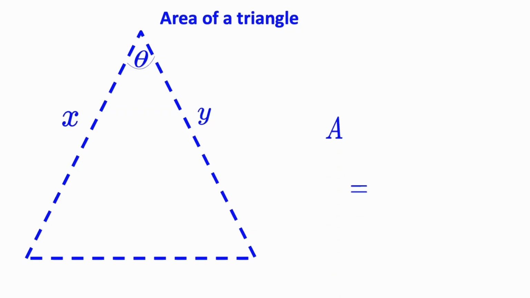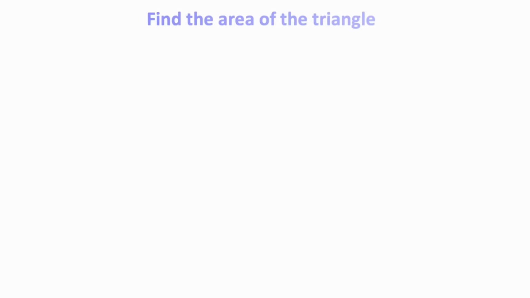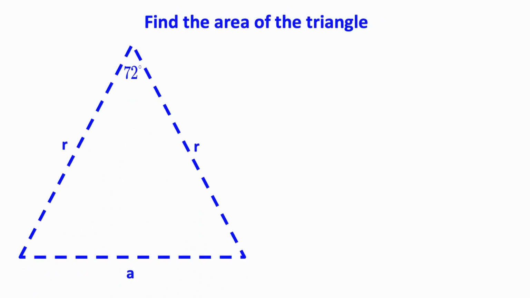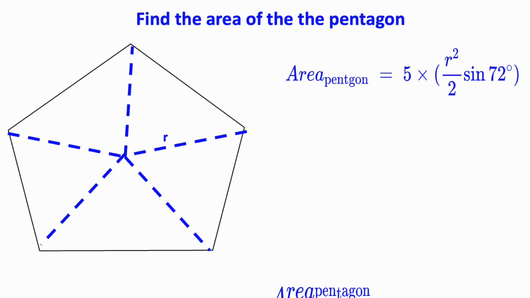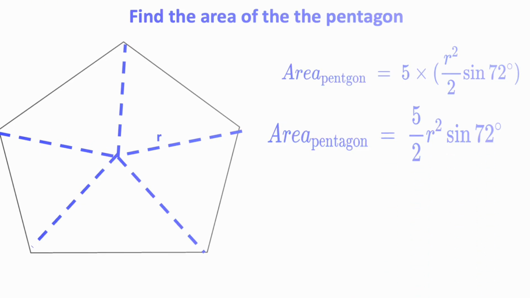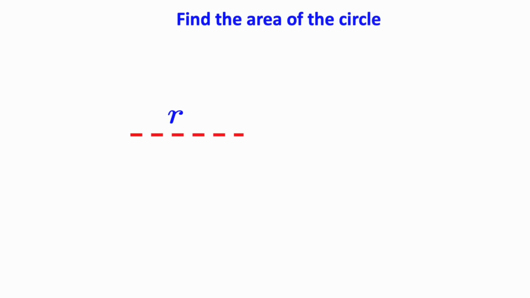Let's now find the area of one of those triangles. We'll use the trig area formula. 1/2 times 2 sides times the sine of the angle between them. In our case, both sides are R, and the angle is 72 degrees. So the formula becomes 1/2 times R squared times sine of 72 degrees. Since there are 5 triangles in the pentagon, we just multiply by 5. Area of the pentagon equals 5 times the area of one triangle.